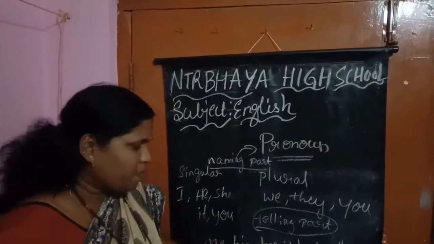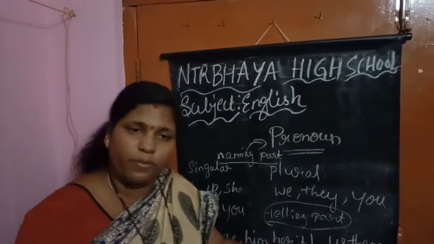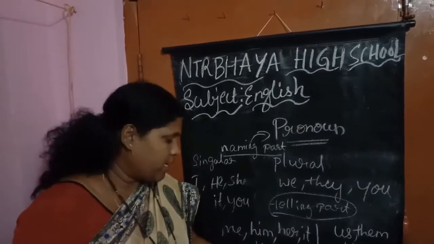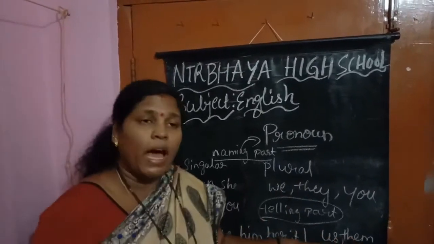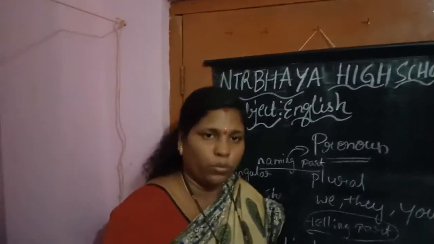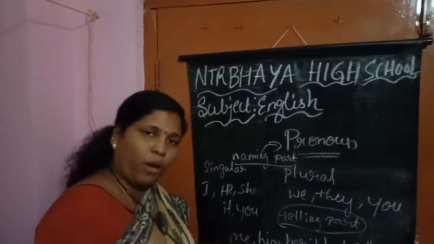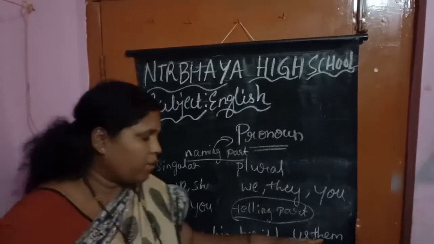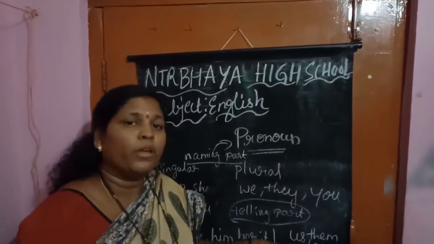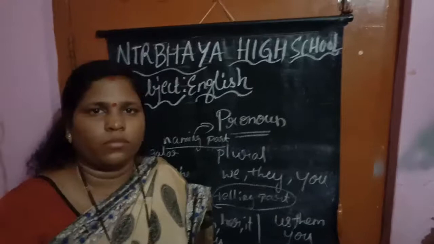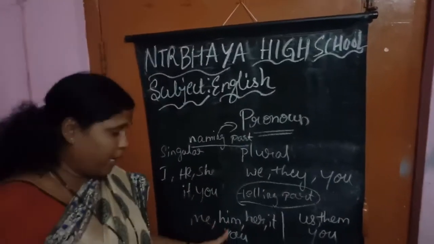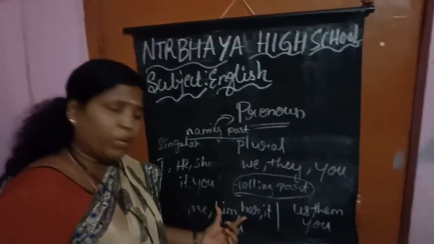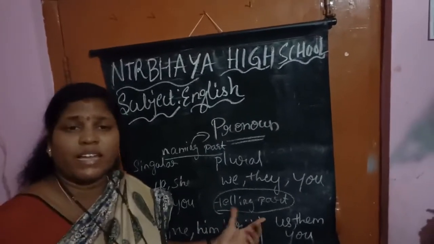And here, this part. Here also the singular pronouns and the plural pronouns are there. See here, the singular pronouns: me, him, her, it, you. And the plural form: us, them, you. Understood, children? This is all the singular form. When you use these words, they come under the telling part. What is the telling part?